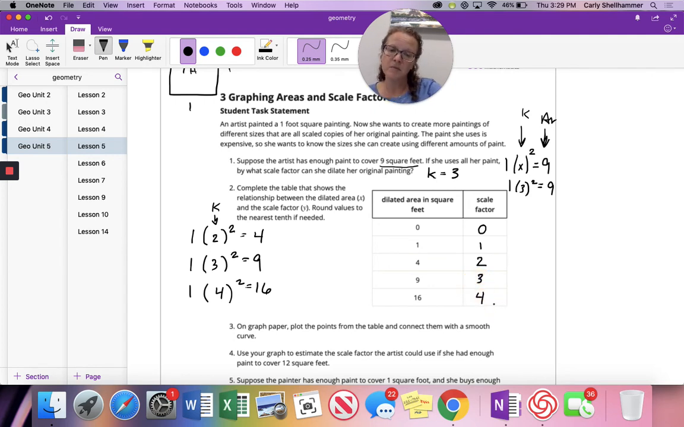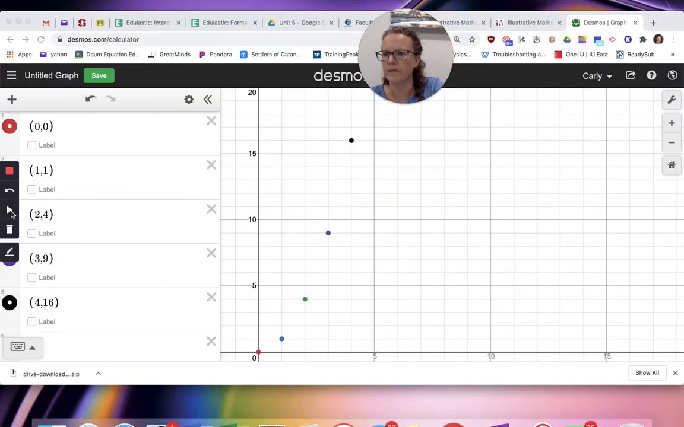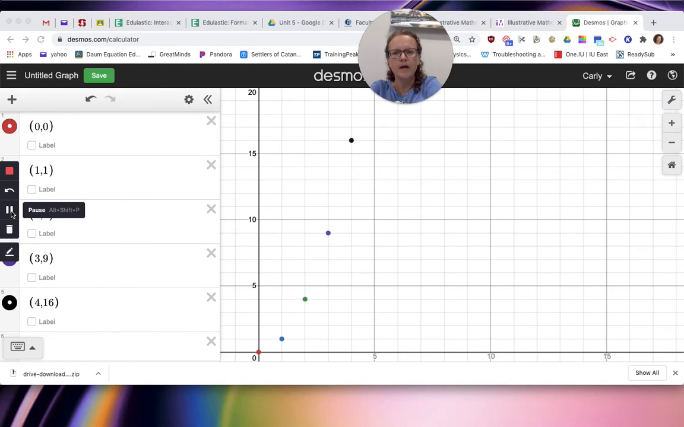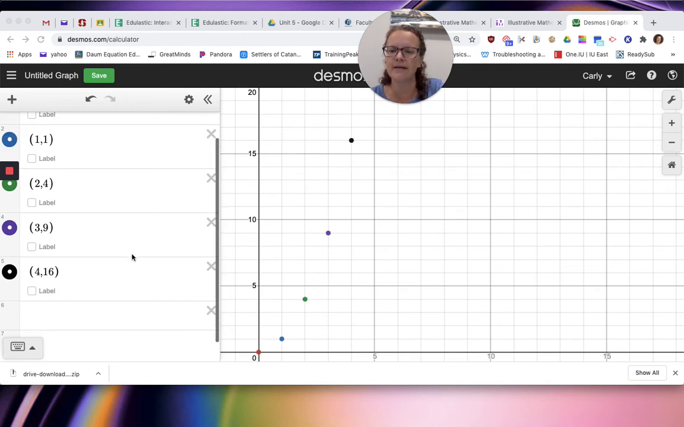On graph paper, plot the points from the table and connect them with a smooth curve. One second, we're going to do this. All right, I plotted those points, which you see right here. I did not connect them with a smooth curve yet, but what does it look like?